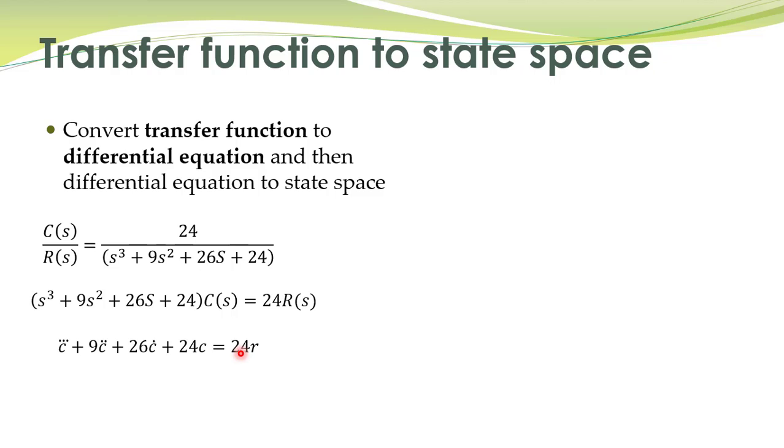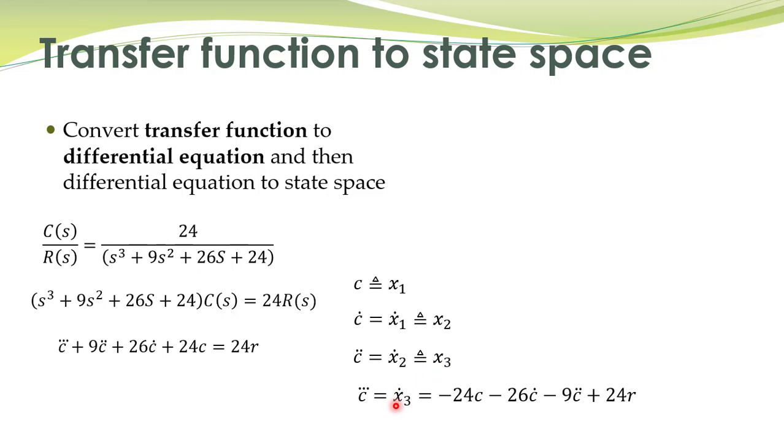That is, we define new variables and write the first order differential equations. So for example, c can be defined to be equal to x1. Then what will be c dot? c dot will be equal to x1 dot, and we give it another name that is equal to x2. Likewise, c double dot will be equal to x2 dot. c dot is x2, so c double dot will be equal to x2 dot, that is written over here, and we give it another name x3.